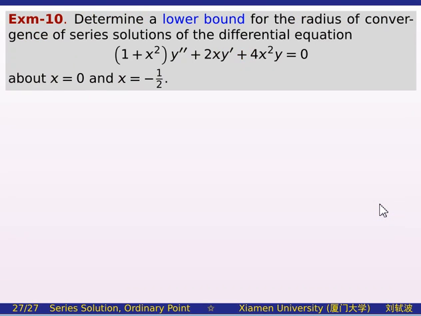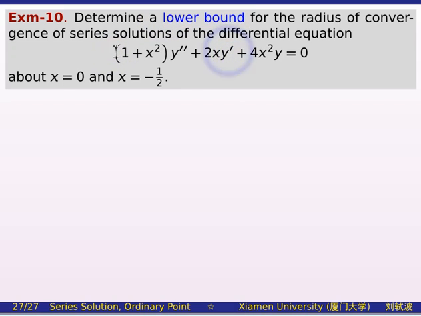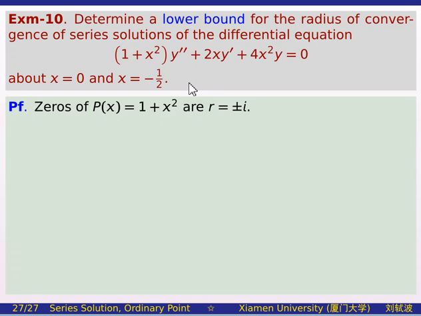Now for our final example, we have a second order linear equation. We are required to determine a lower bound for the radius of convergence of the series solution for this equation about the points x equal to 0 and x equal to minus a half. The capital P is 1 plus x squared, so the zeros of capital P are x equal to positive or negative i.